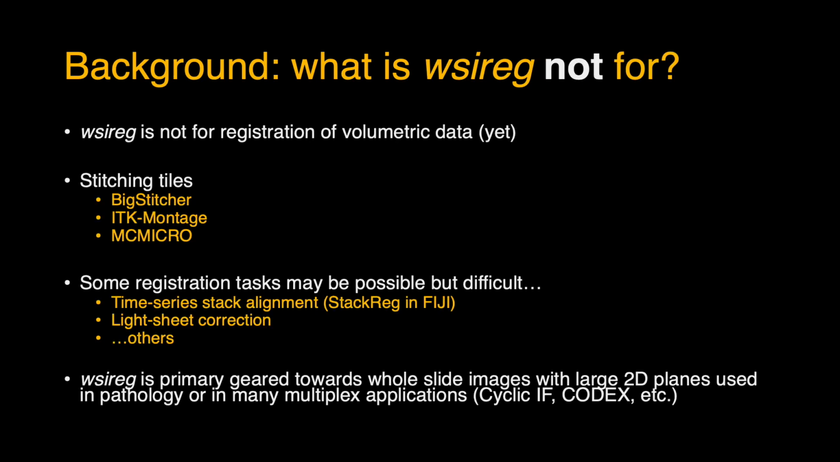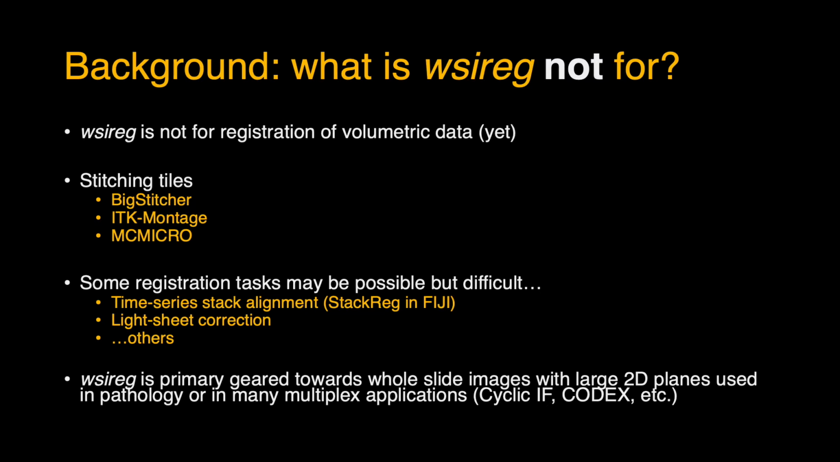At the same time as we describe what wsireg is for, let's say what it's not for. wsireg does not yet support volumetric data, so for instance having two 3D volumes, two data sets with a z-axis, and registering those. It's in principle possible, but it may take some more development. It also doesn't handle stitching tiles together. So if you've collected a large data set with a lot of tiles that you have information about the layout, but you don't yet have them stitched, that's not possible in wsireg.